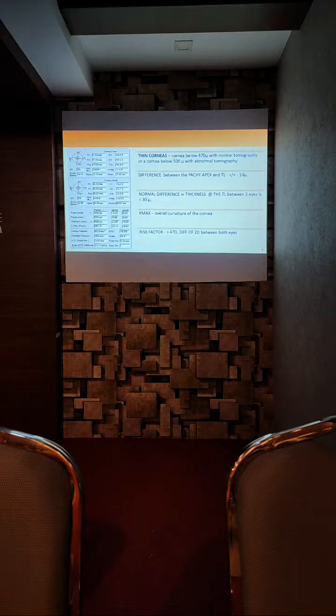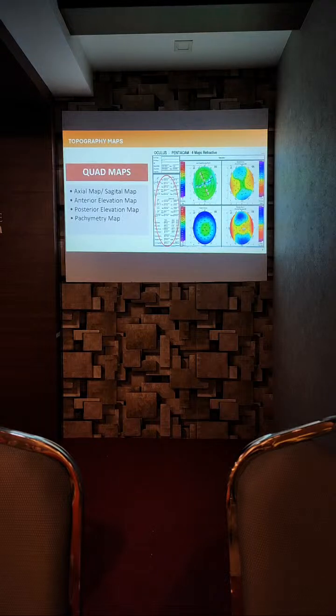Usually what we have to see is the difference between the pachy apex and the thinnest location. That should be less than 10 microns, and the difference in thinnest location pachymetry between the two eyes should be less than 30 microns. And Kmax, which is the overall curvature of the cornea, is always a risk factor if Kmax is greater than 47 diopters, or if Kmax between the two eyes differs by 2 diopters. So that's all about the first part.